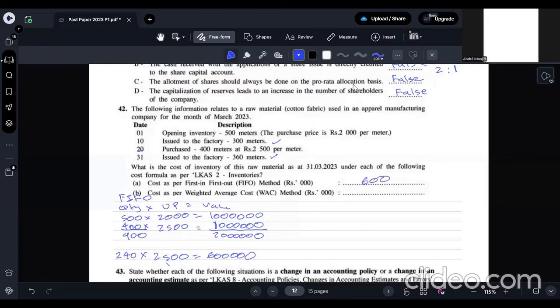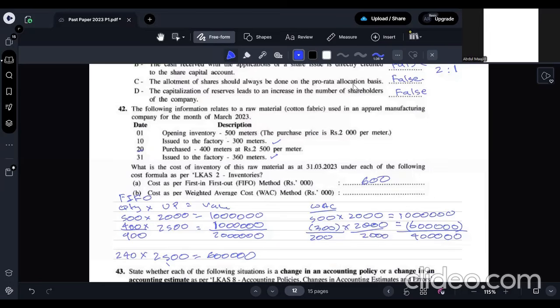Then based on WAC method, opening stock 500 into 2000, that is 1 million. Then issue 300 units into 2000. From this, we are going based on average price, right? 300 into 2000, 600,000. Then the balance will be 400,000. 200 units, the average price of it is still 2000.